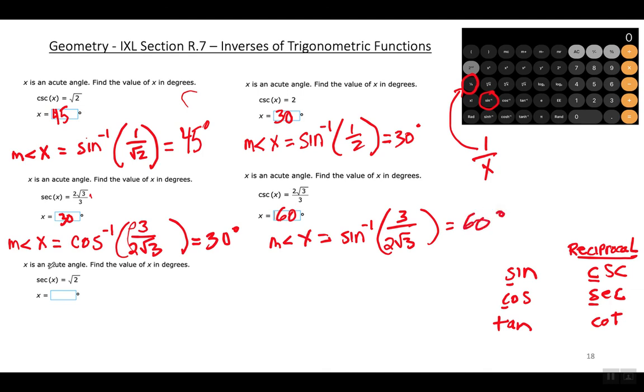And then last one over here. Okay, so the measure of angle x equals the inverse of secant, whose reciprocal is cosine, right? So the inverse of cosine of 1 over square root of 2. In your calculator, you're going to put 2 square root, now hit the reciprocal button, and now hit the inverse of cosine button, and your answer is 45 degrees.